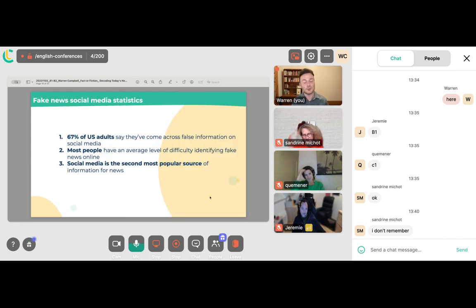Now, some social media statistics in regards to fake news. Around 60% of US adults say they've come across false information on social media. It's almost 70%, that's quite a lot, right? Most people have an average level of difficulty identifying fake news online. This is a really difficult thing to do, especially with the rise of AI and what AI can do with photography and videos nowadays. It's very, very difficult to identify these sources. Last but not least, social media is the second most popular source of information for news.